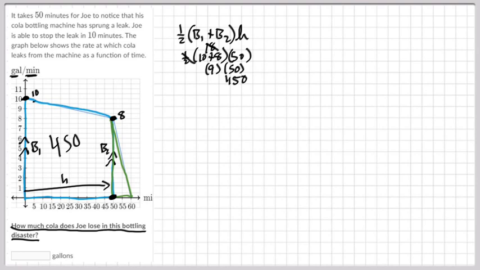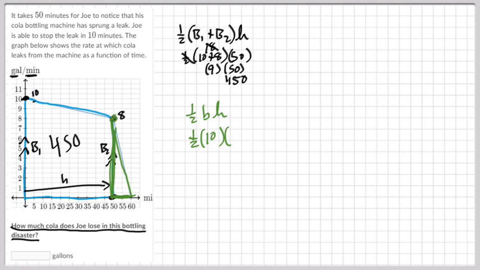Now let's do our triangle. It's 1/2 base times height. So we have 1/2 times the base. You can make this the base, or you can make this the base. It doesn't matter. I'm going to make this the base. So what's 50 to 60? That's 10. And then we have the height.